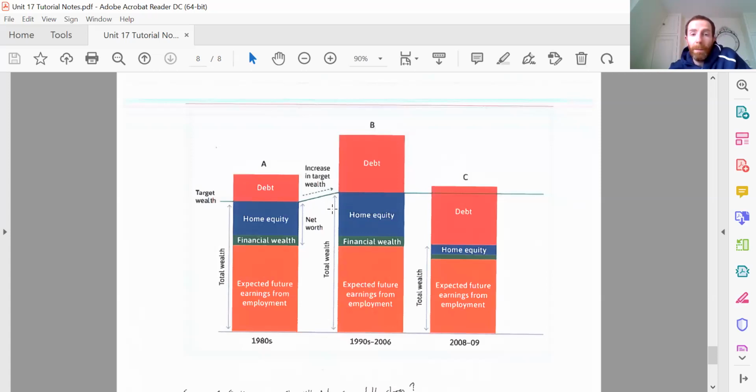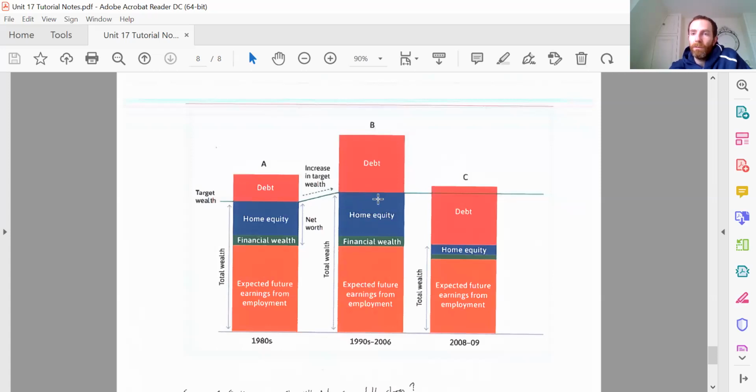Why? Because people are starting to see, well, actually, interesting. If we look at a direct comparison, it's not about future earnings going up or financial wealth going up, but home equity increasing, right? The value of homes going up, and that increased the target wealth.